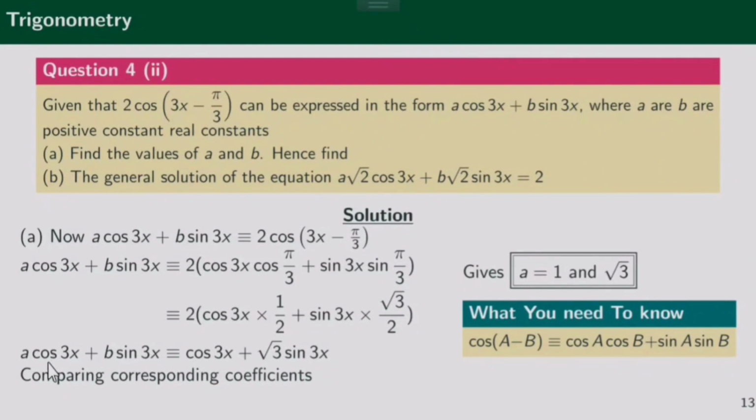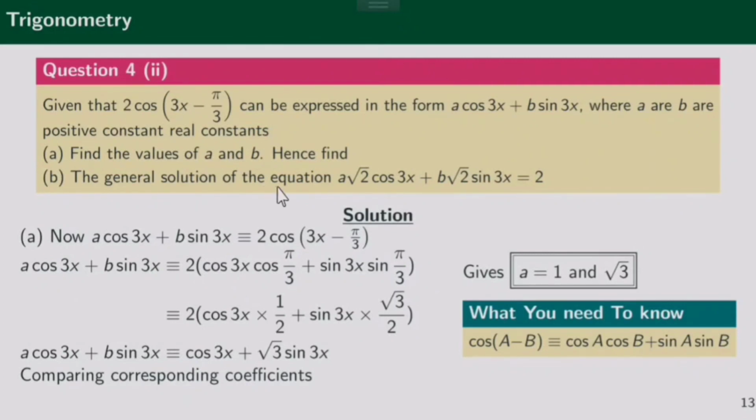And I have terms in cos 3x and sin 3x. So at this step, I'll compare corresponding coefficients of cos 3x and sin 3x. The coefficient of cos 3x on the left hand side is A, while the coefficient of cos 3x on the right hand side is 1. So A is equal to 1. The coefficient of sin 3x on the left hand side is B, while the coefficient of sin 3x on the right hand side is root 3. So B is equal to root 3. So A is 1 and B is root 3. So we have the values of A and B.